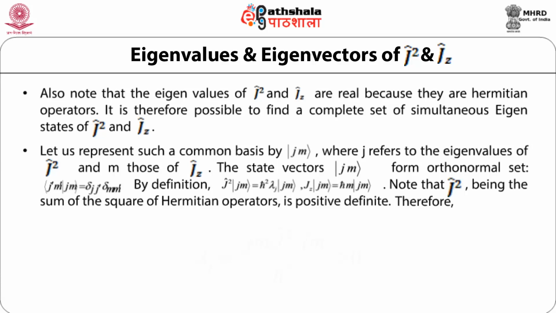Also, it is important to note over here that the operator J squared, being the sum of the squares of the Hermitian operators, is positive definite. Therefore, the eigenvalue corresponding to the operator J squared, given by lambda_j, which is <j m| J squared |j m> divided by ħ squared, is greater than or equal to 0.